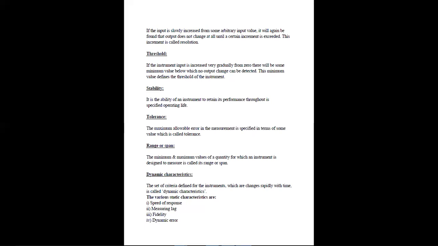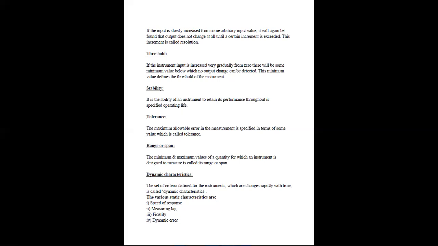Next, threshold. If the instrument input is increased very gradually from zero, there is some minimum value below which no input change can be detected. This minimum value is called the threshold value. It means that after that input, the output will change. It is called threshold.